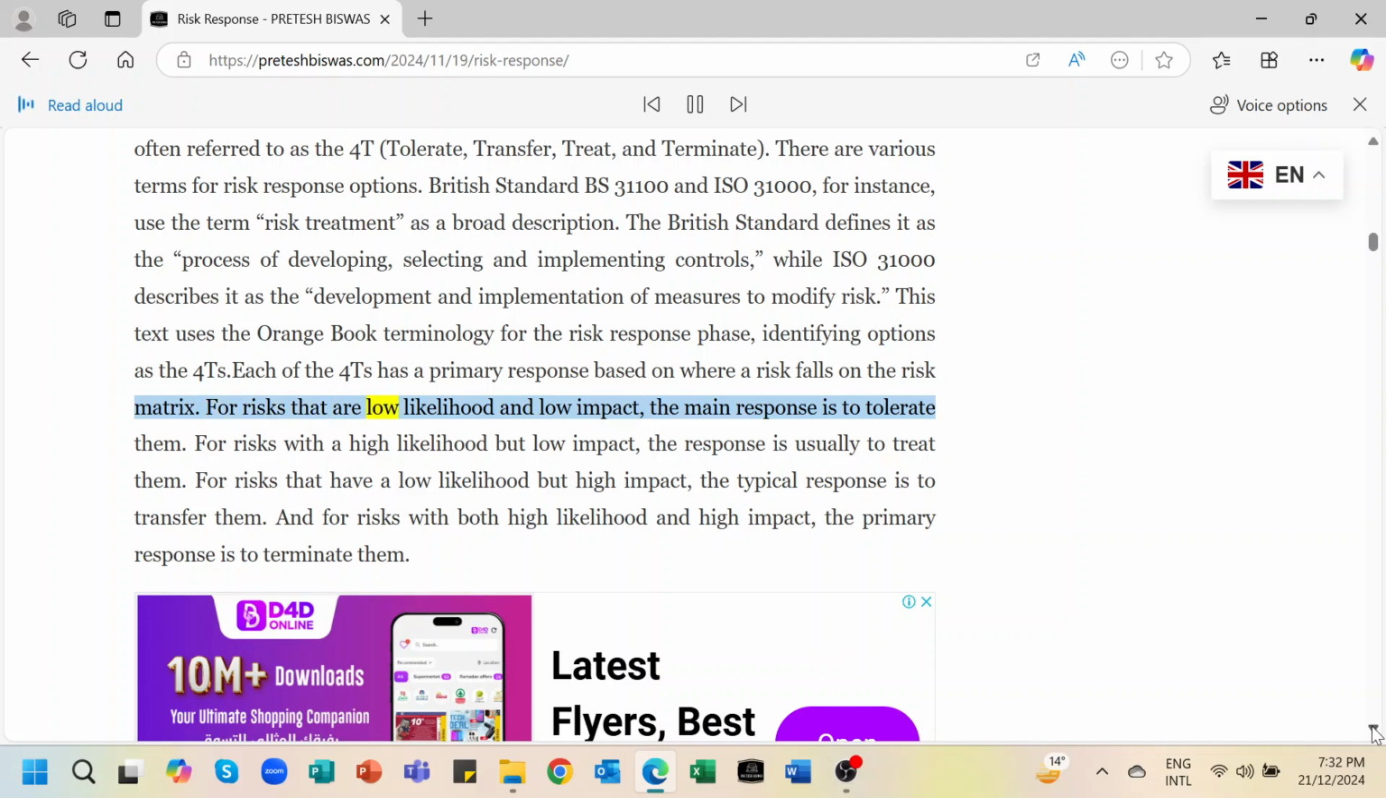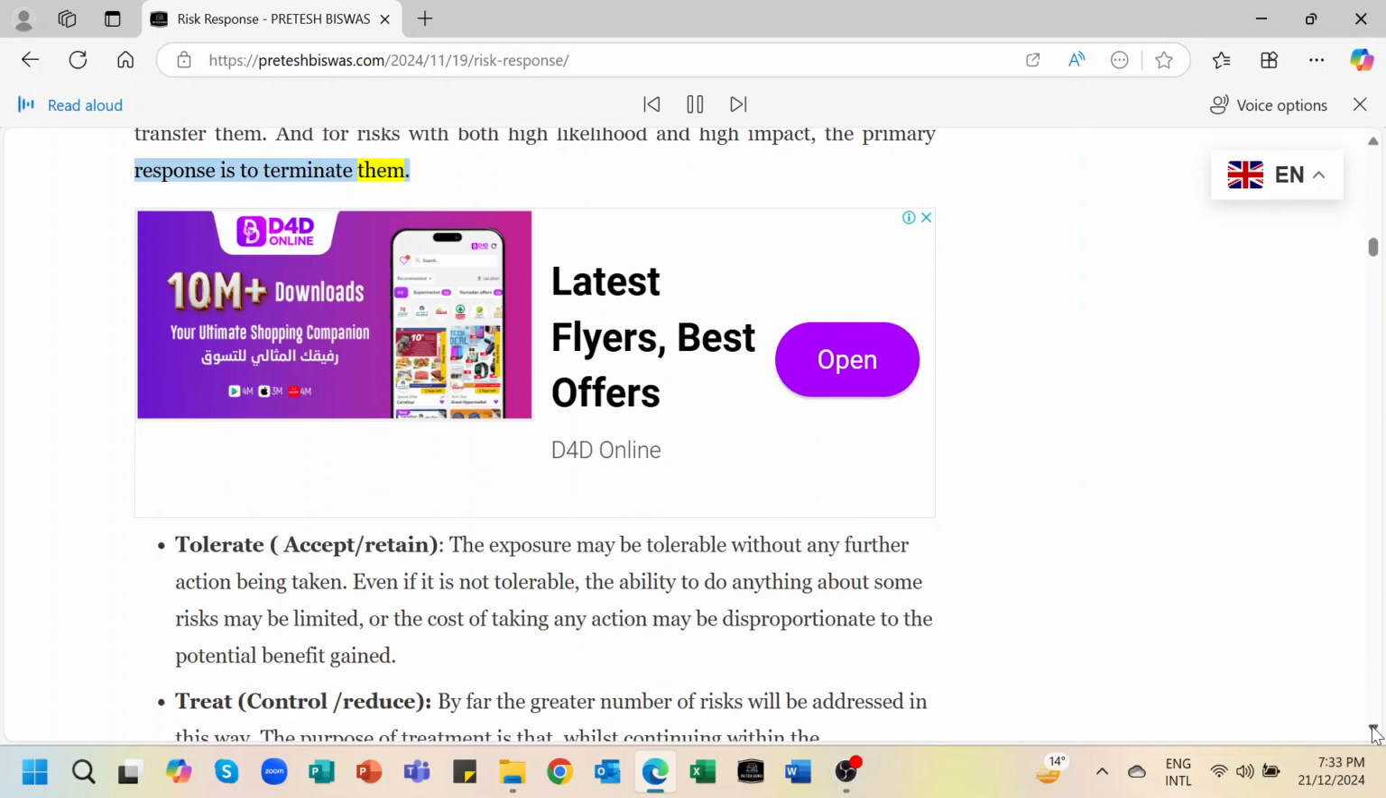For risks that are low likelihood and low impact, the main response is to tolerate them. For risks with a high likelihood but low impact, the response is usually to treat them. For risks that have a low likelihood but high impact, the typical response is to transfer them. And for risks with both high likelihood and high impact, the primary response is to terminate them.